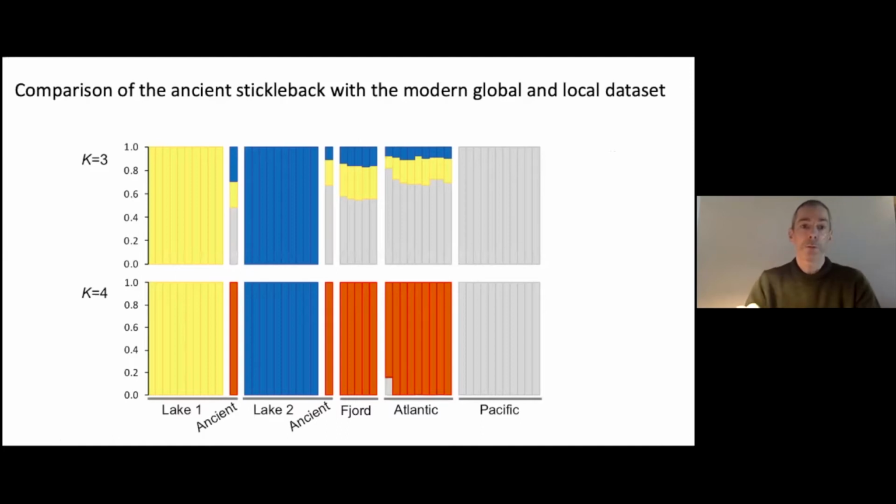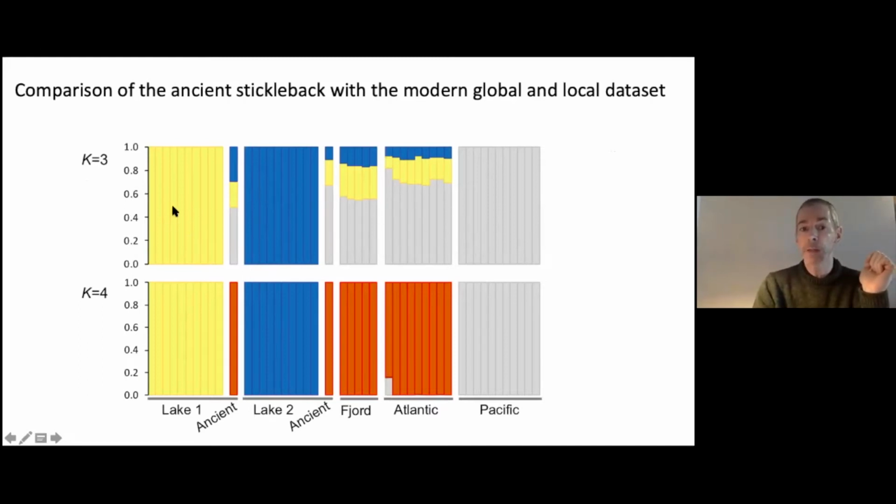Now, when we look at structure, we see more or less the same thing. So we see that Lake 1 and Lake 2 form, so here we're including multiple modern samples, and we see that Lake 1 and Lake 2 form quite distinct populations. Now, that's quite common to happen if you include multiple samples from one lake, from one population and another population, but then for the rest you include single individuals from multiple populations.